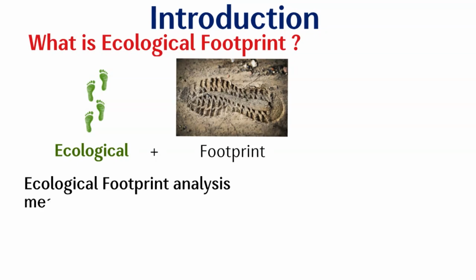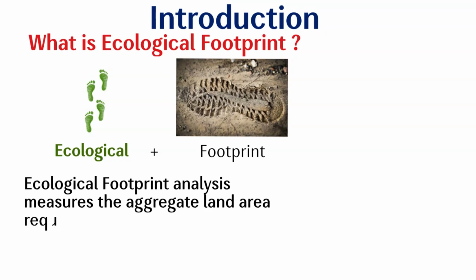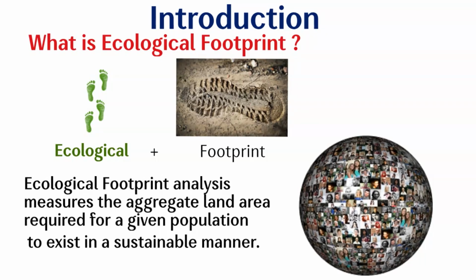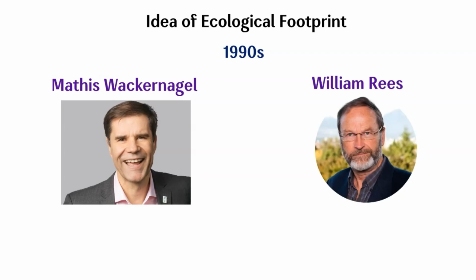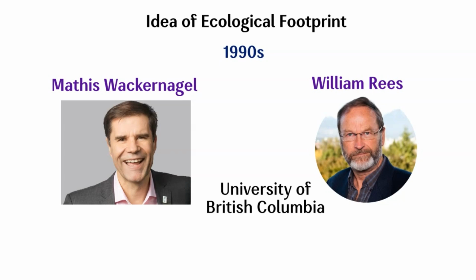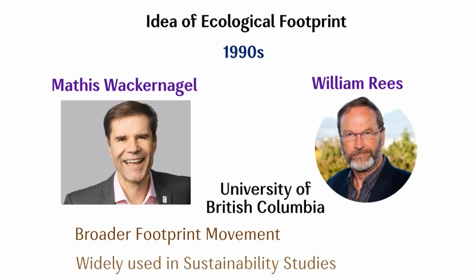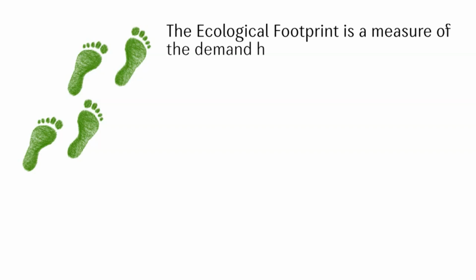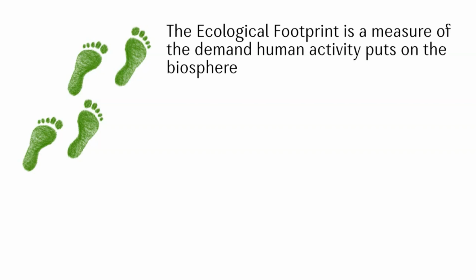Ecological footprint analysis measures the aggregate land area required for a given population to exist in a sustainable manner. The idea was conceived in the 1990s by Mathis Wackernagel and William Rees at the University of British Columbia. The ecological footprint launched the broader footprint movement, which is nowadays widely used in sustainability studies. The ecological footprint is a measure of the demand human activity puts on the biosphere.